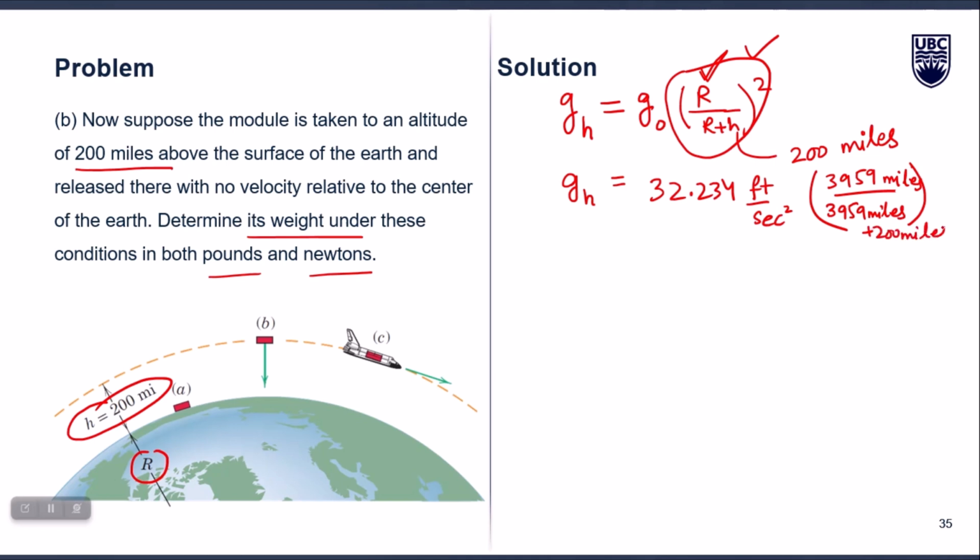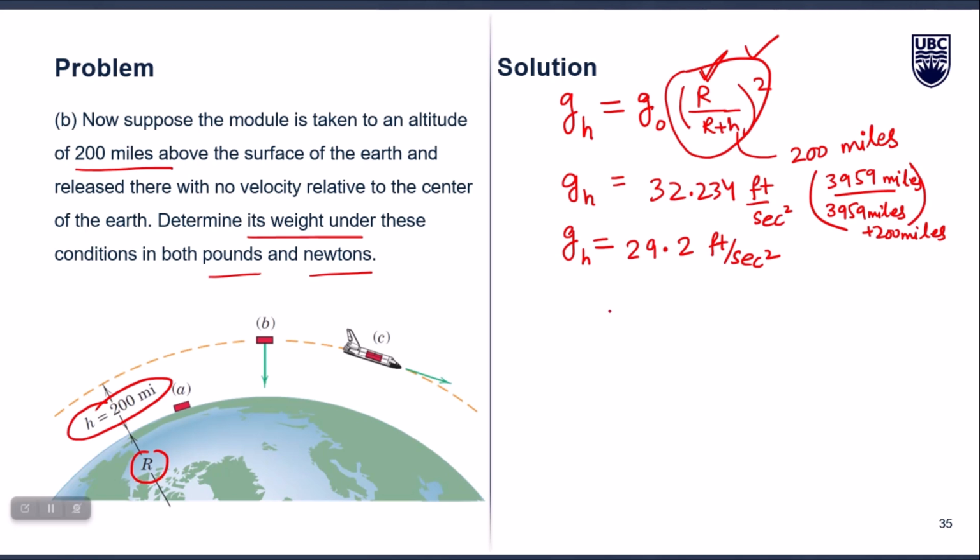So miles and miles will cancel each other out and you will get a factor less than 1, which should be applied to the value of g to get the value of g at a particular height, which is 200 miles here. When you carry out that multiplication, you will see that the final value of g_h will be 29.2 feet per second squared, right? Whatever units you have for g naught, you will have the same units for g sub h. And now we have determined the reduced value of gravitational acceleration at that height.